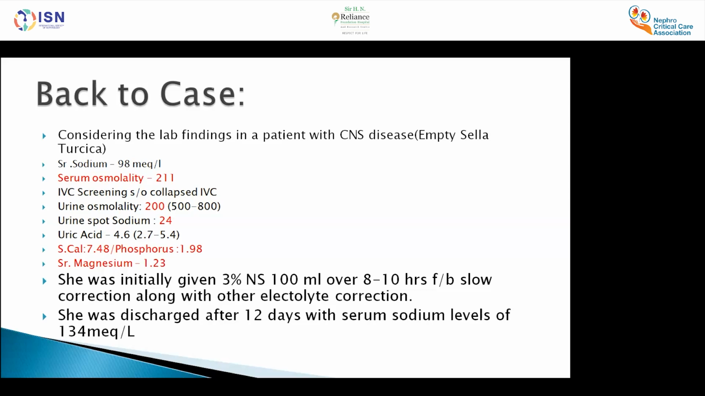So she was initially given 3% NS owing to the severe hyponatremia, and her symptoms, she was stuporous only. So only 100 ml of 3% NS was given over 8 to 10 hours, which was followed by slow correction with normal saline. So the patient was discharged in a conscious state after 12 days with serum sodium levels of 134. So from 98 to 134, this sodium correction was done over a period of 10 days.